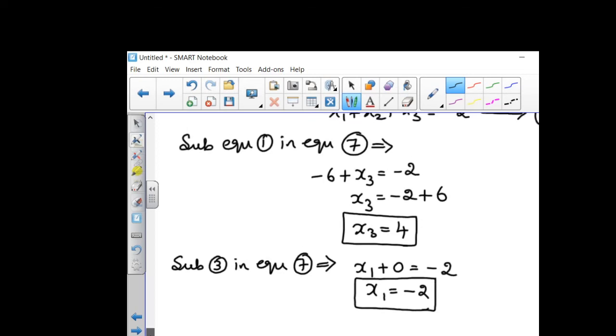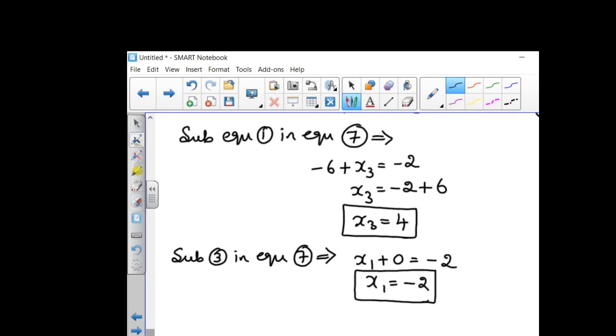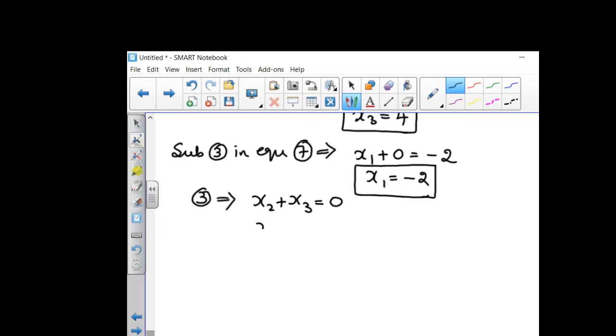Then another equation, we can take the same one again. What did we find as the third equation? x2 plus x3 is equal to 0. So what do you get? x2 we don't know. x2 plus 4 is equal to 0. So therefore x2 is equal to, this plus 4 becomes minus 4. So x2 is equal to minus 4.